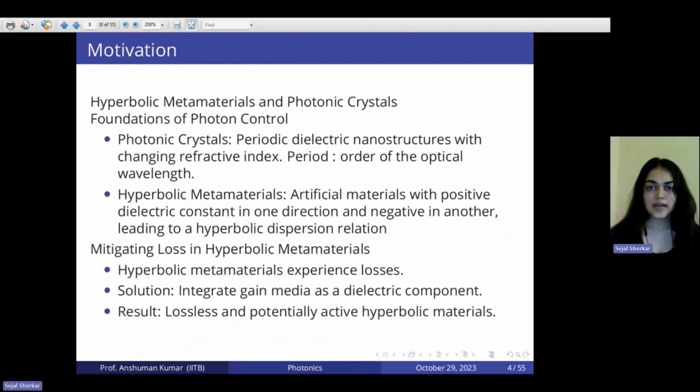Hyperbolic metamaterials and photonic crystals. Photonic crystals are periodic dielectric nanostructures with changing refractive index, whose period is of the order of optical wavelength. Hyperbolic metamaterials are artificial materials with positive dielectric constant in one direction and negative in another, leading to a hyperbolic dispersion relation. Now, mitigating loss in hyperbolic metamaterials. Hyperbolic metamaterials experience losses. The solution is to integrate gain media as a dielectric component, and the result is lossless and potentially active hyperbolic material.